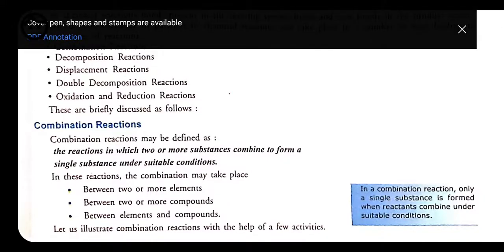First we have the combination reaction. By the name only we can say that combination means a combination of two substances. So whenever in any reaction two or more substances combine with one another and the formation of a single substance takes place, it is called a combination reaction. In this type of reaction, combination may take place between two elements or more than two elements, between two or more compounds, or between elements and compounds.